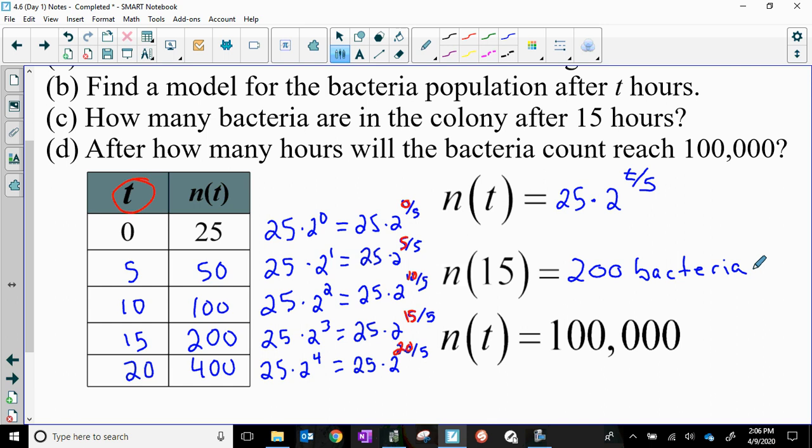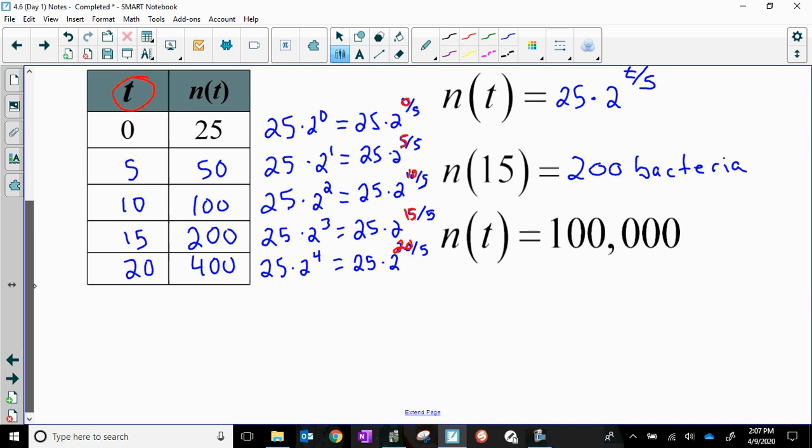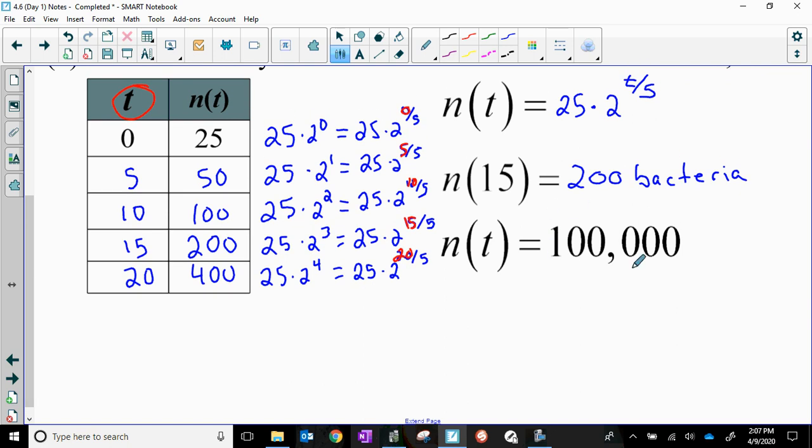All right, last part. After how many hours will the bacteria count reach 100,000? So what we're going to do is put this in for the y value, the n of t, into our equation that we had just come up with in part B. So we have 100,000 equals 25 times 2 to the t divided by 5.